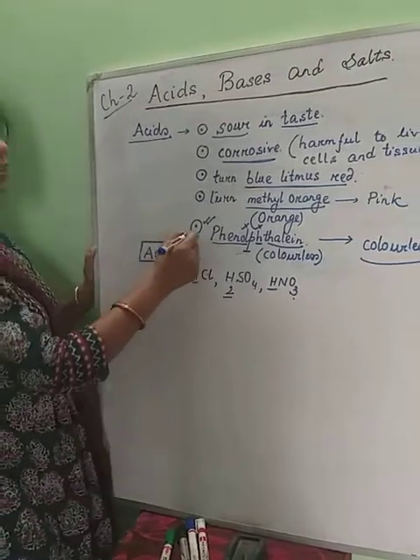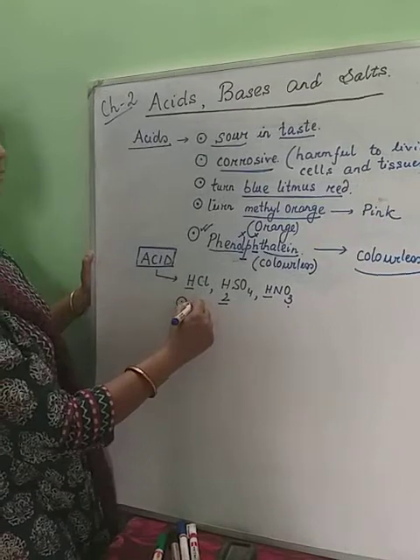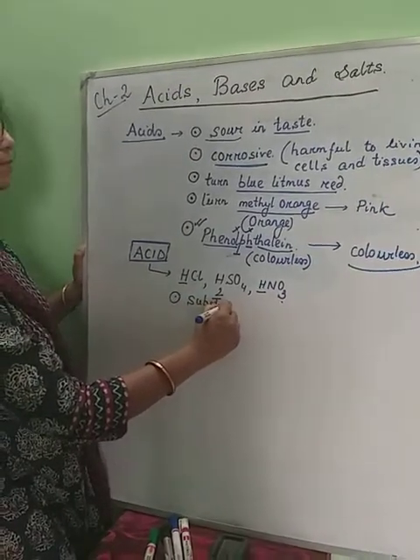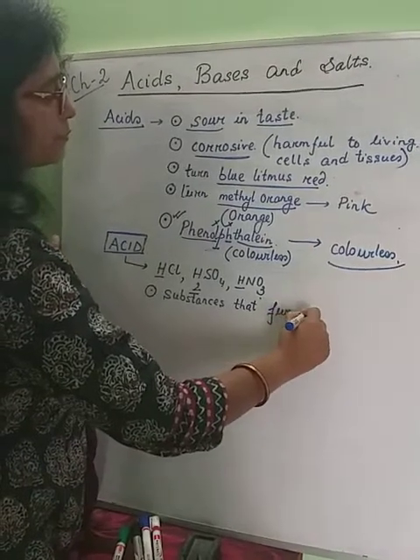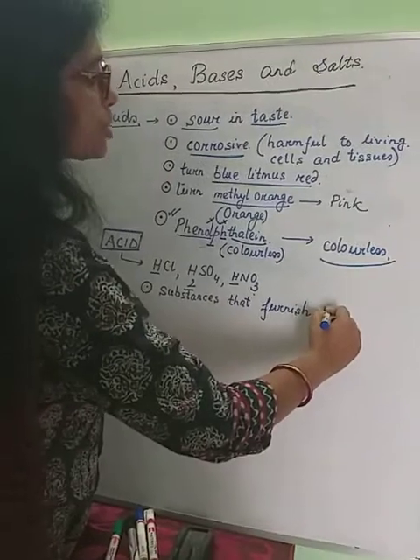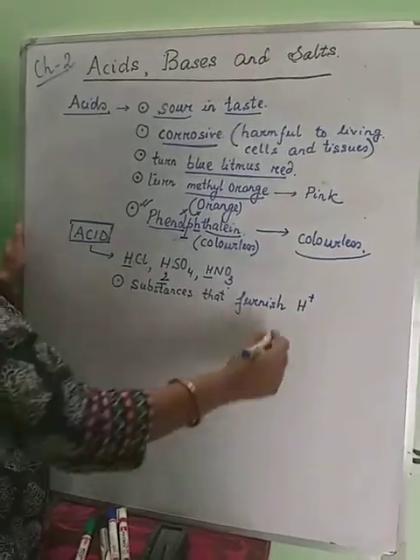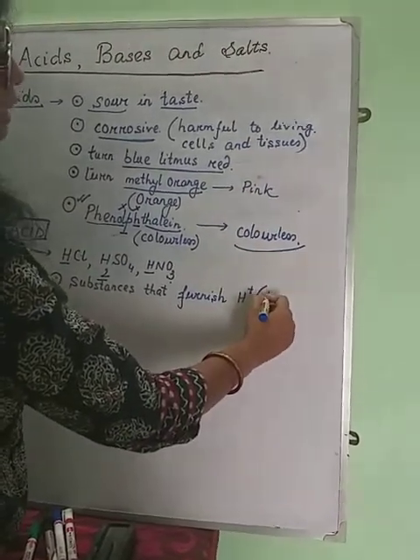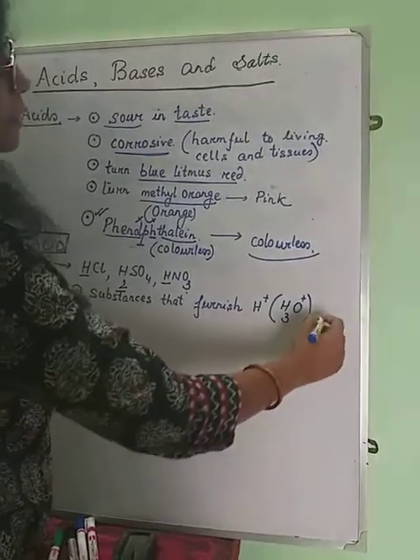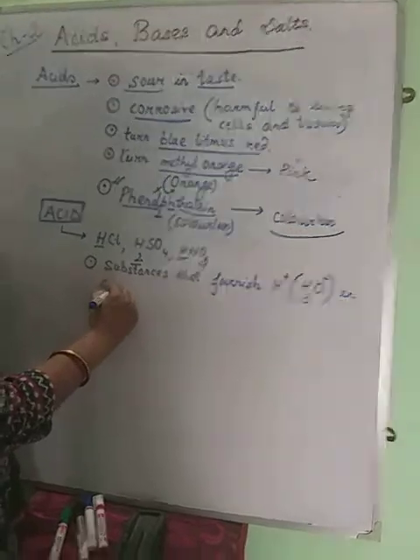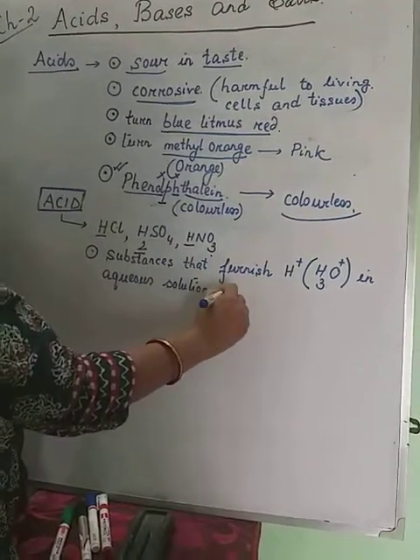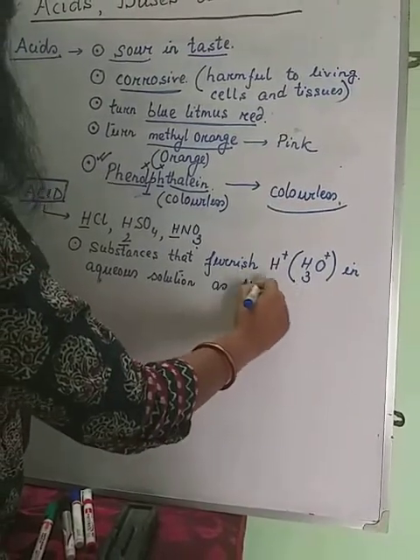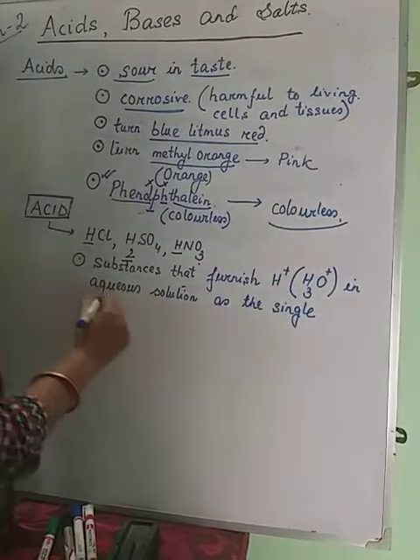So, in the next point we say that acids are the substances that furnish or release H+ hydrogen ion, in fact I could write it as H3O+ hydronium ion, in aqueous solution, means its solution in water, as the single positive ion or as the only cation.